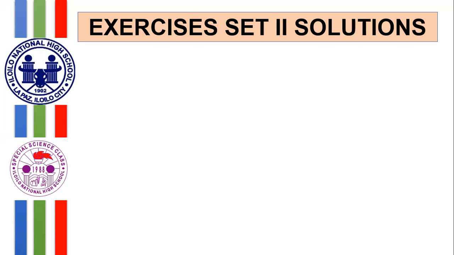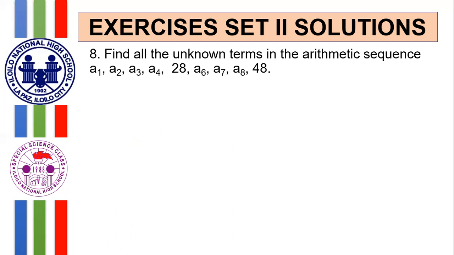Number 8. Find all the unknown terms in the arithmetic sequence a sub 1, a sub 2, a sub 3, a sub 4, 28, a sub 6, a sub 7, a sub 8, 48. So what do you think are these values? So you're looking for 7 values here. And is it possible to determine the values? Yes. And how? We'll see.